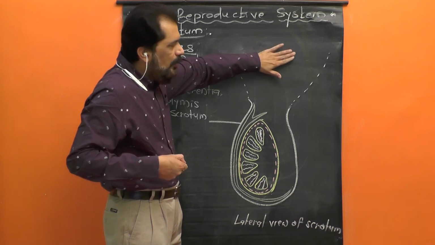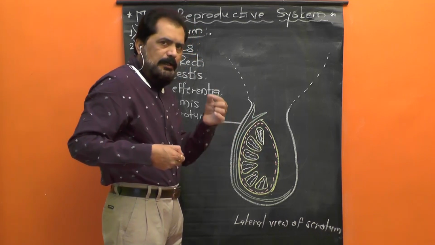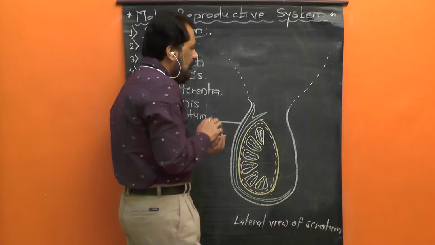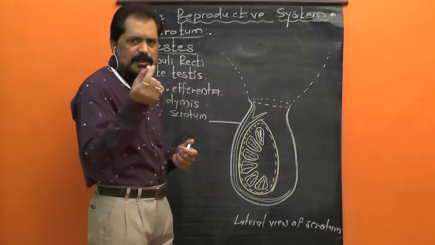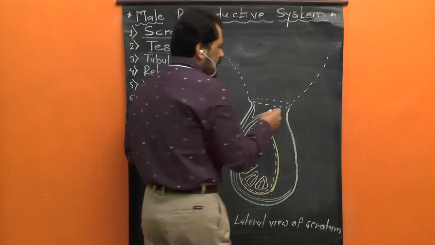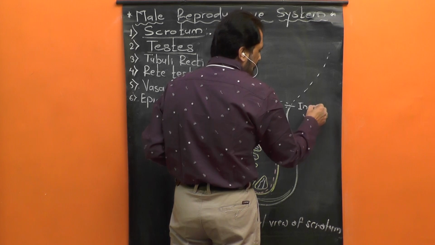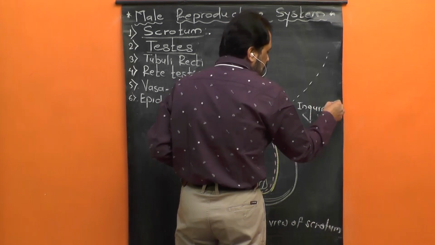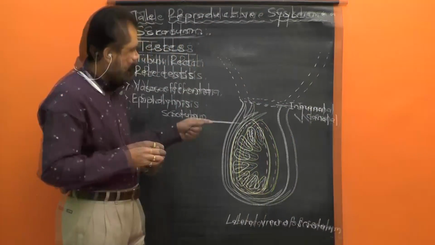Now the abdominal cavity and the cavity of scrotum are communicated with the help of a narrow passage. It means here is a narrow opening, narrow passage. This passage is known as inguinal canal.